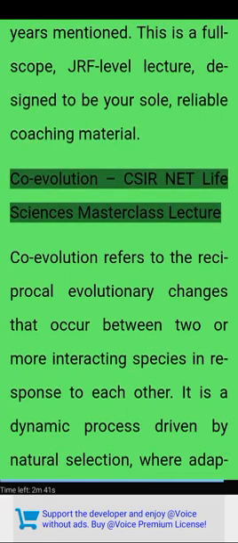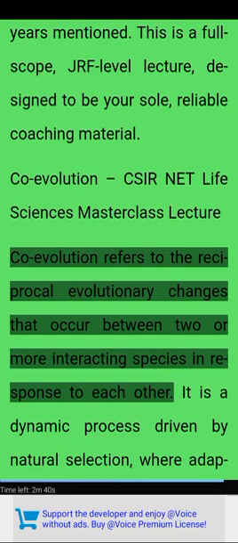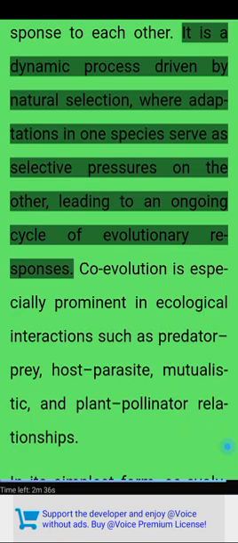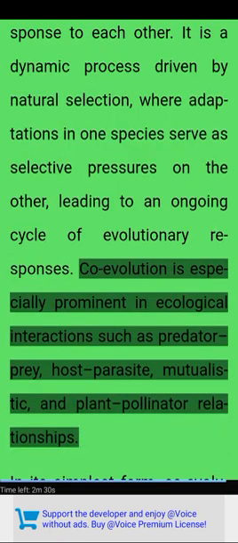Co-evolution, CSIR NET Life Sciences Masterclass lecture. Co-evolution refers to the reciprocal evolutionary changes that occur between two or more interacting species in response to each other. It is a dynamic process driven by natural selection, where adaptations in one species serve as selective pressures on the other, leading to an ongoing cycle of evolutionary responses. Co-evolution is especially prominent in ecological interactions such as predator-prey, host-parasite, mutualistic, and plant-pollinator relationships.